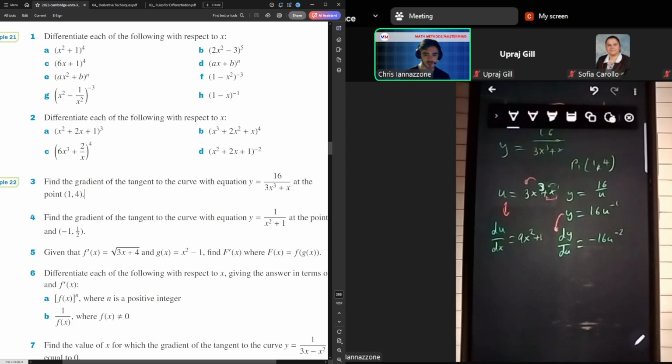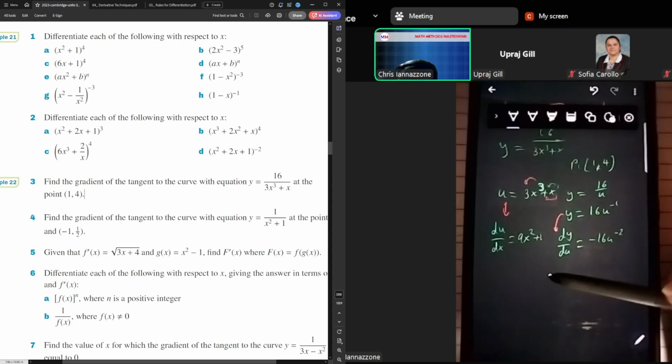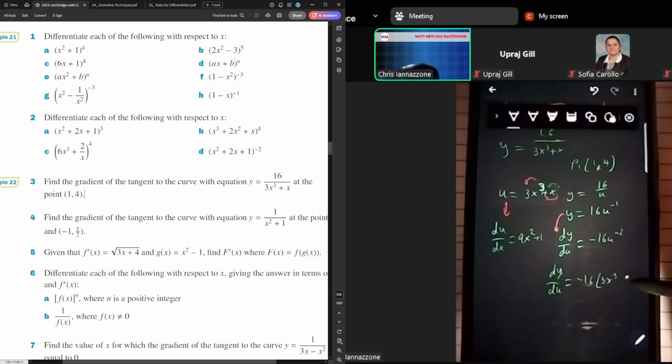At least as far as the derivative goes. Would you want to convert the u back to its original form so it's easier to multiply? Yes, for sure. dy/du is going to be equal to negative 16. u was 3x cubed plus x, so slapping a negative 2 on there.